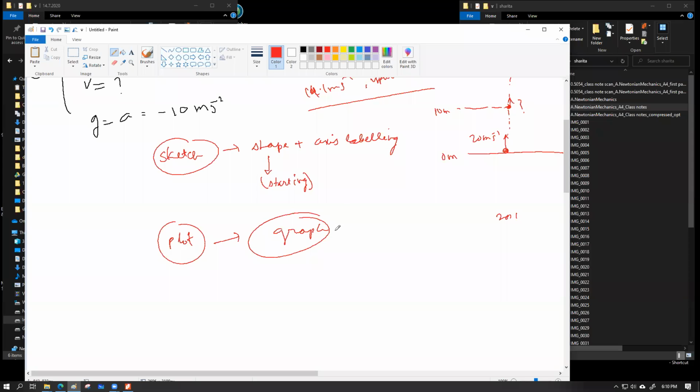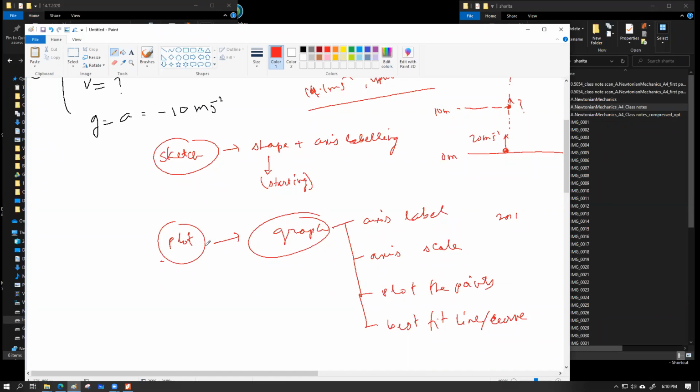In that graph, you should do axis labeling. So what are the things that you are expected to do? You should do axis labeling, the axis scale, and you should plot the points. And then draw the best fit line or curve as per the question asked. This entire thing is what the word plotting means. That's the inherent information. This single word means all of these things.